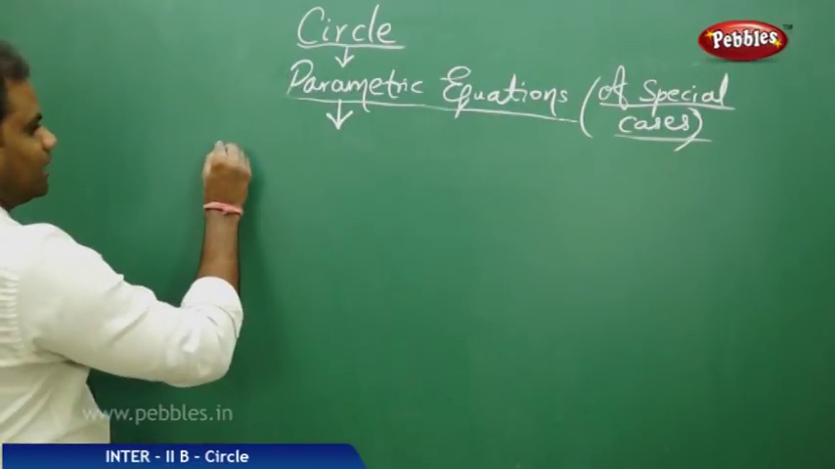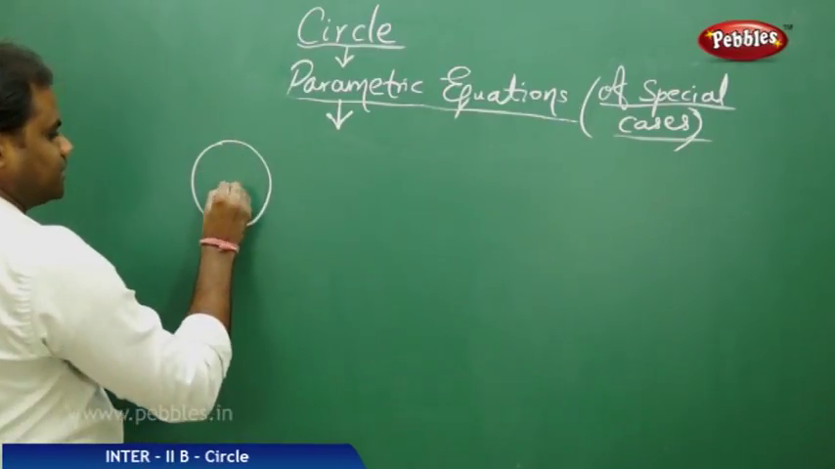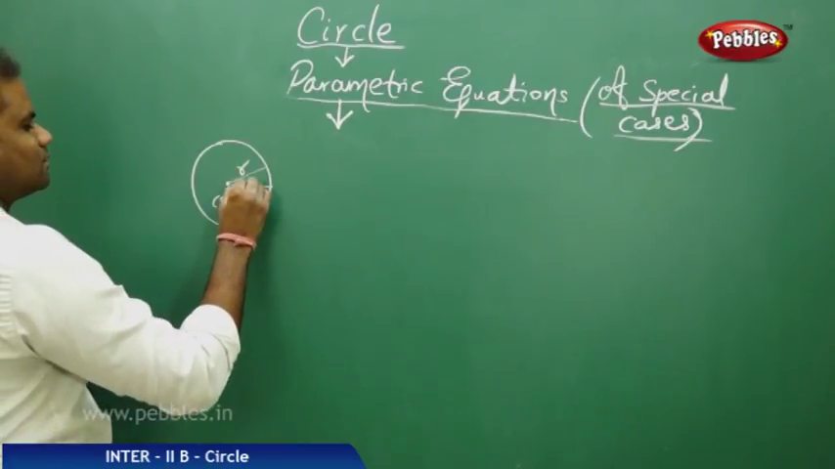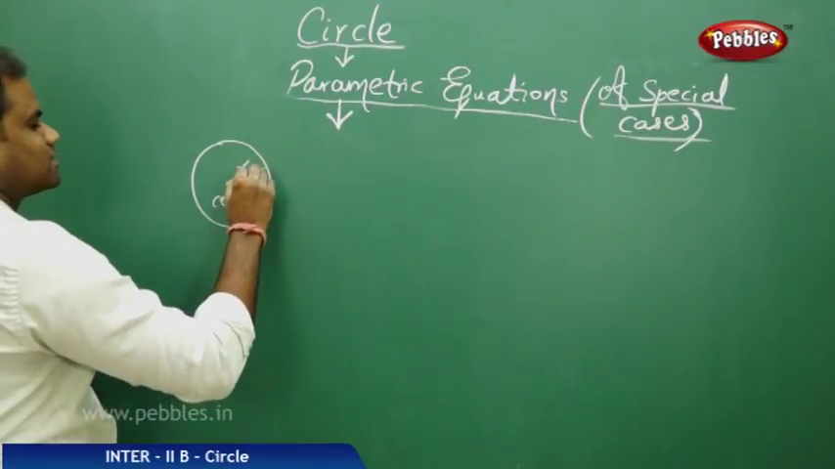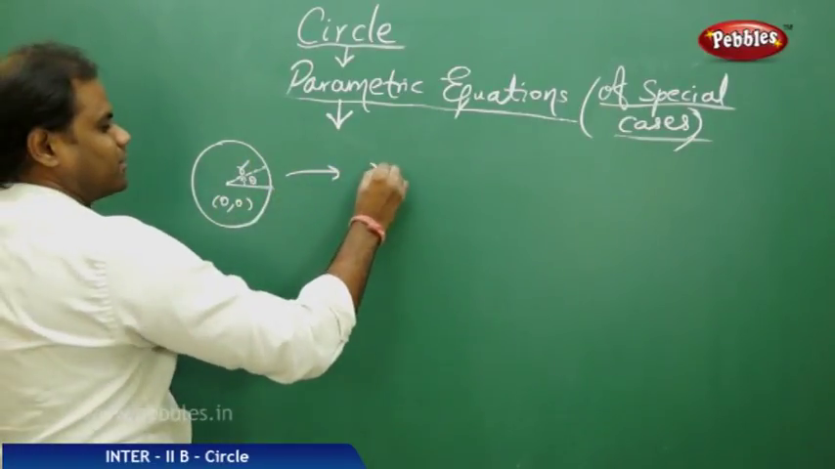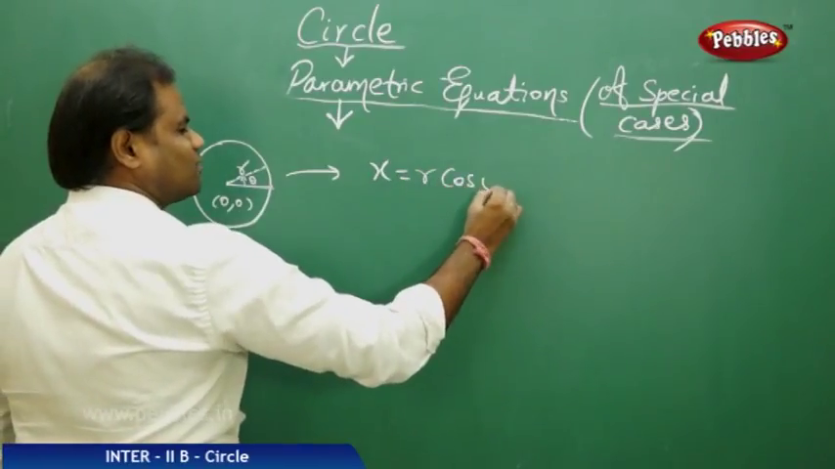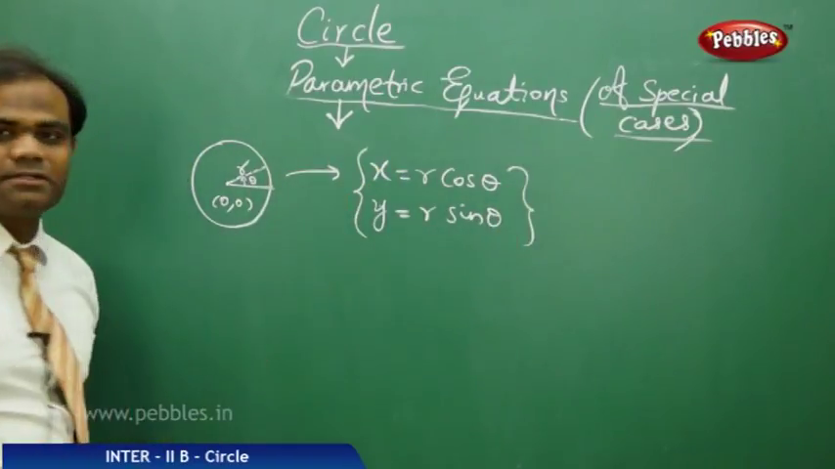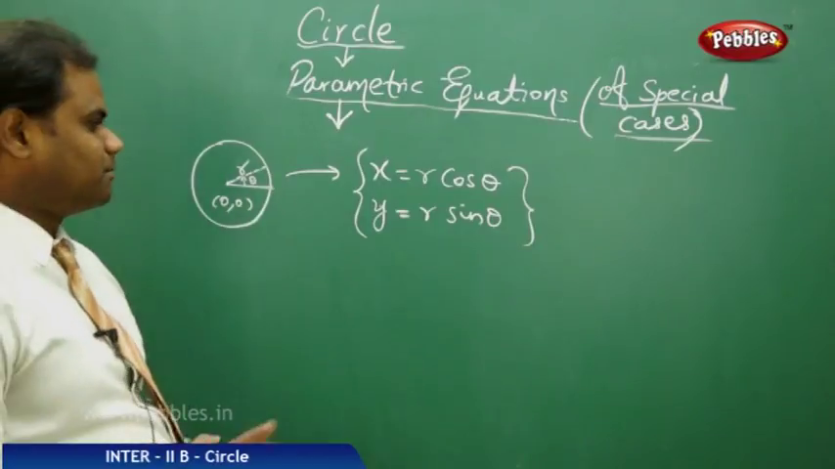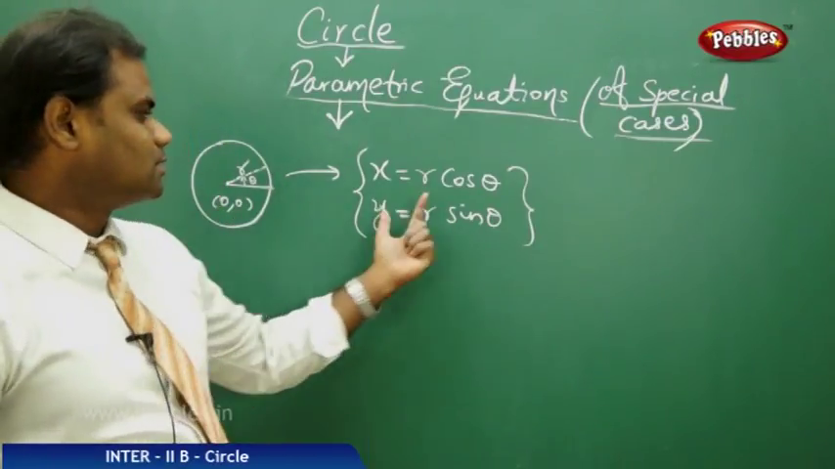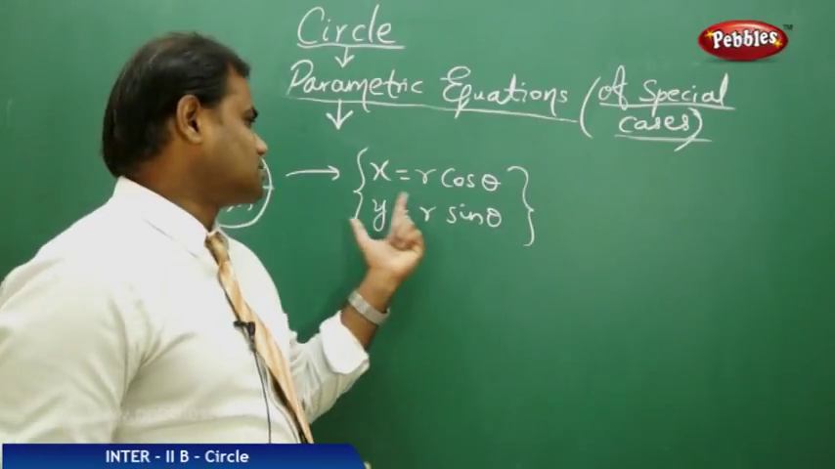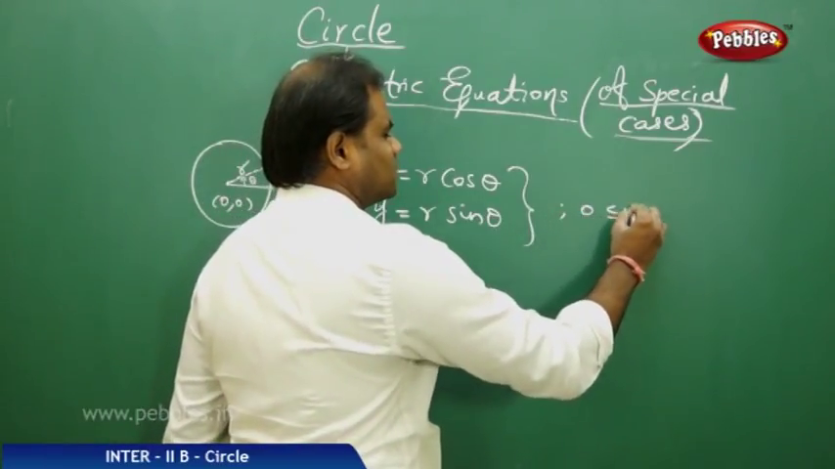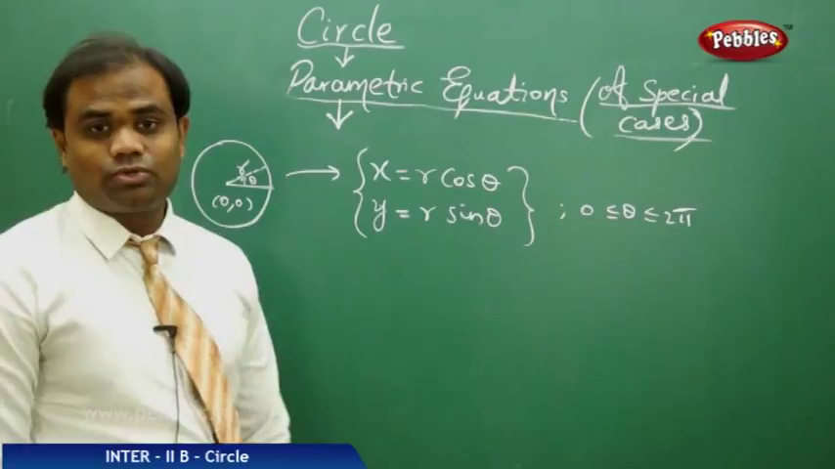So for example, I have a circle whose center is the origin and radius is r. Then in this case, I have the parametric equations given as x equals r cos theta and y equals r sin theta, because h and k are zeros. When I substitute, the formula reduces to x equals r cos theta and y equals r sin theta, with 0 less than or equal to theta less than or equal to 2 pi.